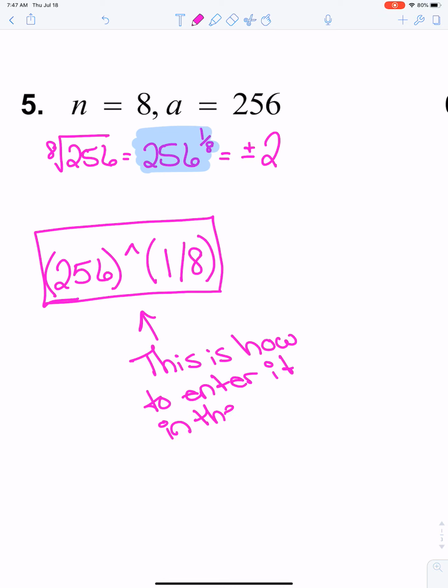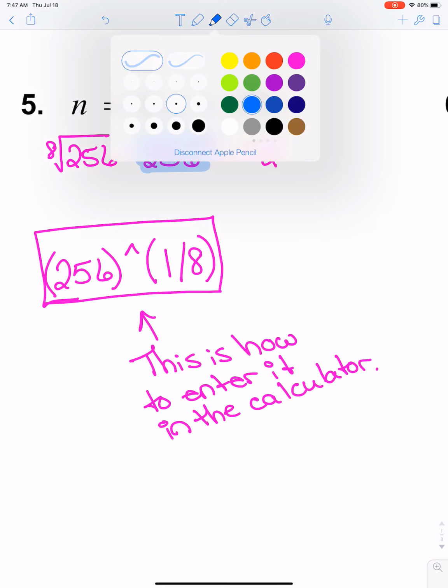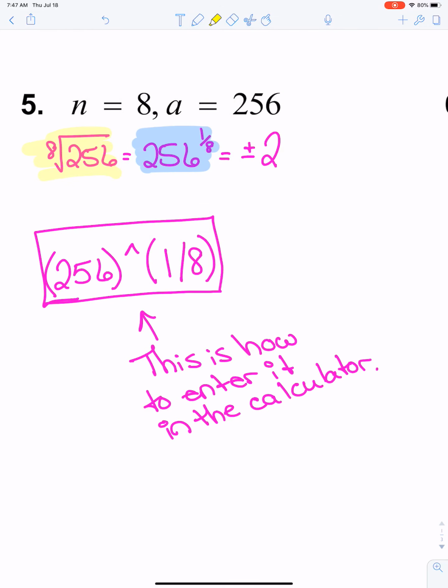Okay, there is a way to enter it as a root symbol. However, that can get a little complicated. I want to wait till I'm actually in class to be able to show you guys.